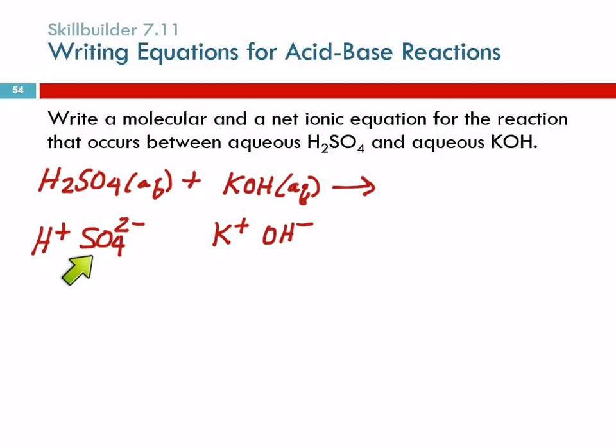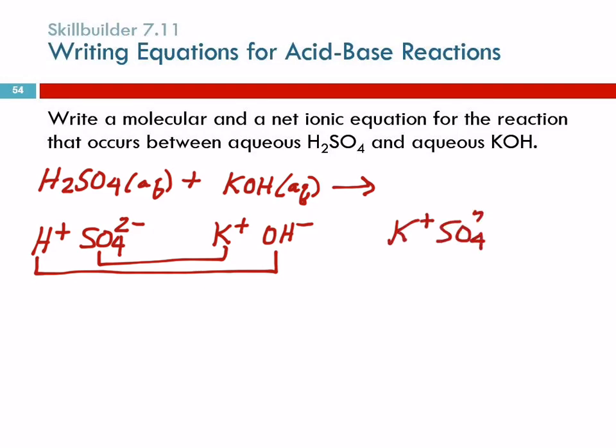Hydrogen came in with sulfate. We're going to see how hydrogen gets along with hydroxide. So we're going to put hydrogen with hydroxide, and we're going to put the potassium with the sulfate. So over here on the right, I'm just going to write them in their new orders. It doesn't matter which one you put first. We could put the potassium and sulfate first, or the hydrogen and the hydroxide first. I'm going to do potassium just to be different. So we've got potassium and sulfate, and then we have hydrogen and hydroxide.